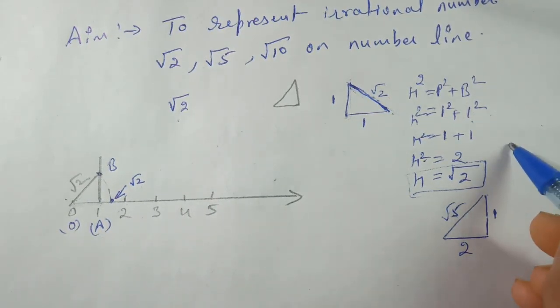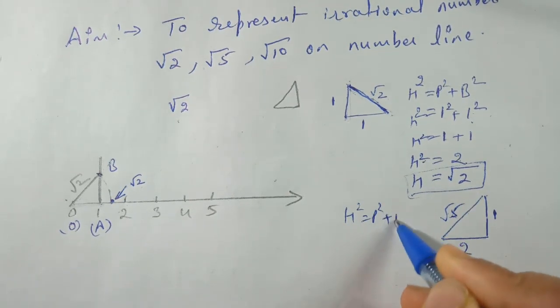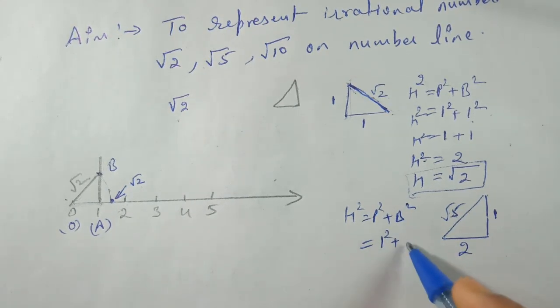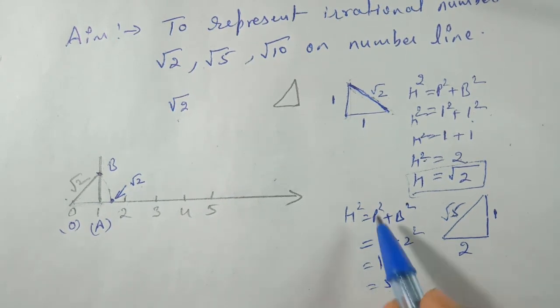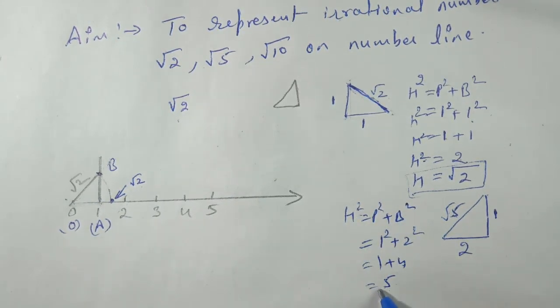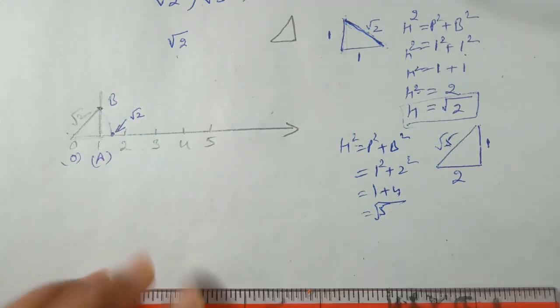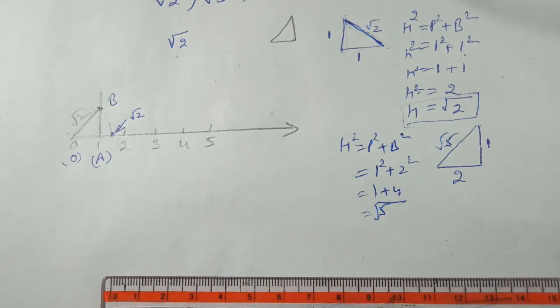Why? Because h square is equal to p square plus b square, so we have taken 1 square plus 2 square, 1 plus 4 and 4 plus 1 will give 5, and when it is moved to the other side, it will change into root 5. So for constructing root 5, we have to draw a number line, again the same way as we have drawn in the case of root 2.